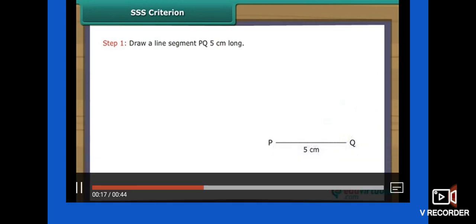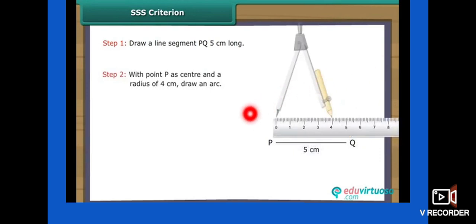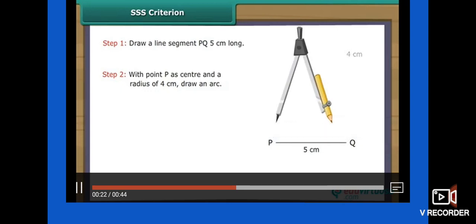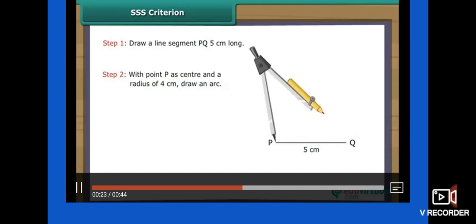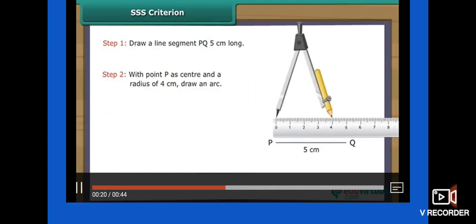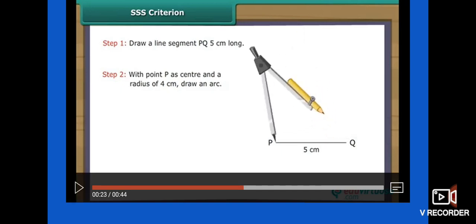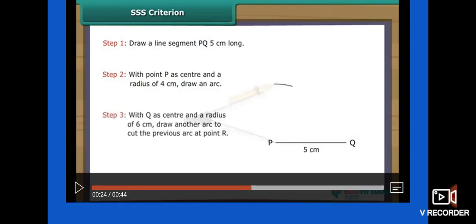Next, you take your compass and measure 4 centimeter. In the rough diagram we know PR is 4 centimeter. So you take your compass and measure 4 centimeter on your ruler. Then put the pointer, the sharp end, at P. Then draw a small arc like this.